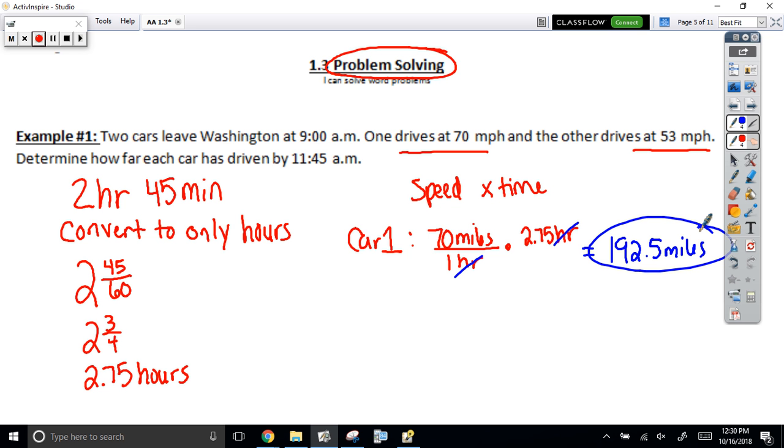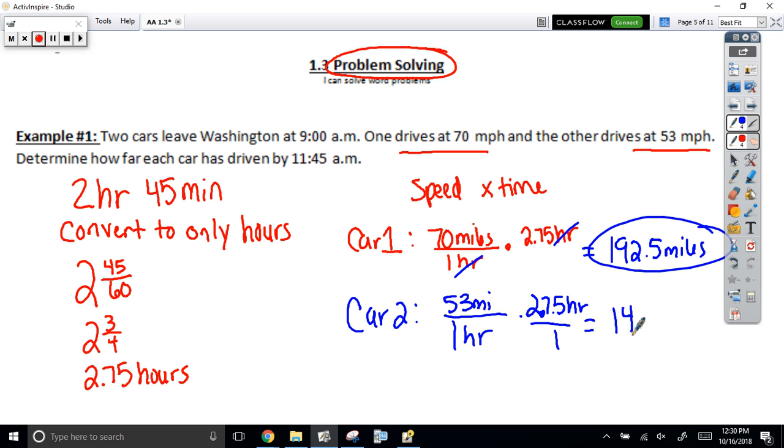Do the same thing for car 2, but they have a different speed. So their speed was 53 miles per hour. And so we're multiplying that again by 2.75 hours, not 27.5. And we should get something less than that because it's a slower speed. 145.75 miles. Please make sure you have units for any of the word problems. Okay.